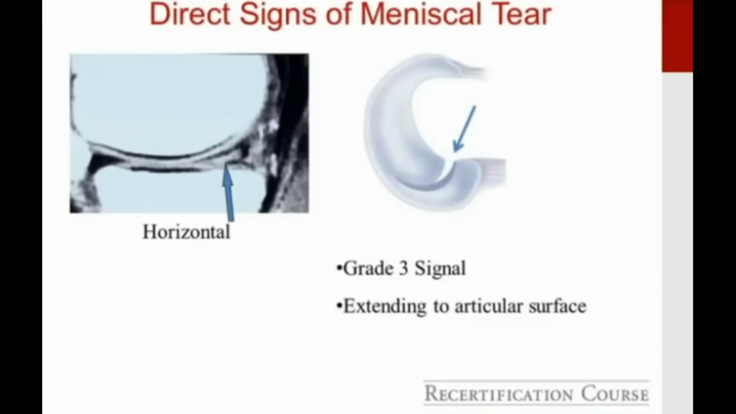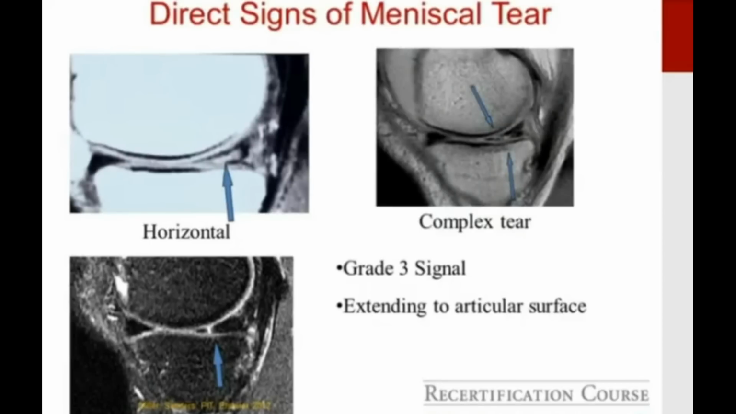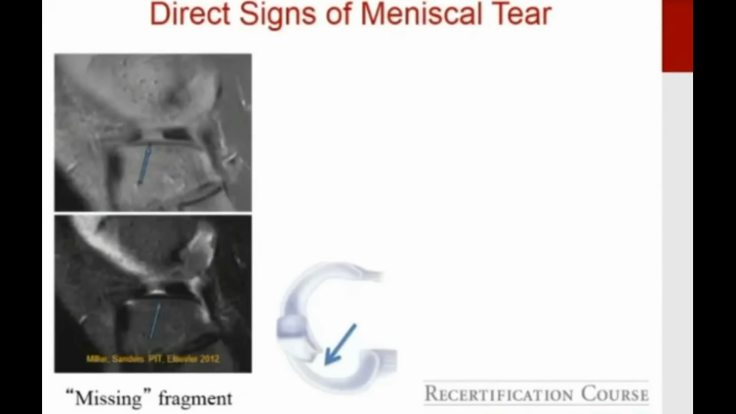You need to be familiar with the direct imaging signs of meniscal tear. Grade 3 surfacing signal, or anything that goes to the surface of the triangle, is indicative of tear. We can see a horizontal tear, a vertical tear, complex surfacing signal indicative of a complex tear. Another direct sign of meniscal injury is a missing meniscal fragment.